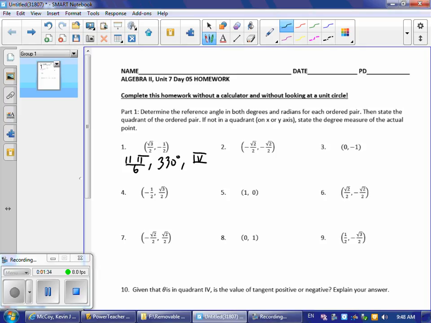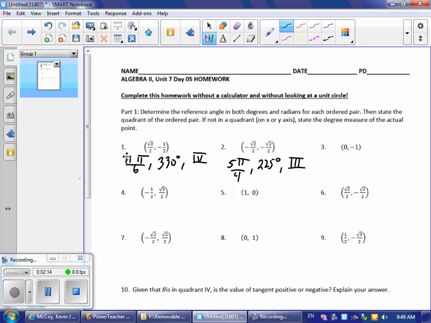Number 2. Negative square root of 2 over 2, negative square root of 2 over 2. Well, they're the same value, which tells me it has to be at a pi fourth somewhere. And the fact that both of those are negative tells me it's in the third quadrant, because x and y are both negative in the third quadrant. So the pi fourths in the third quadrant is 5 pi over 4, which is the 45-degree angle in the third quadrant. So if I go from 180 and add 45, that's 225 degrees. And I already said third quadrant.